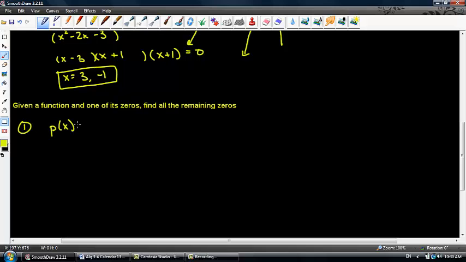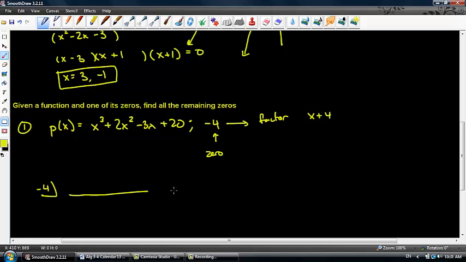If I gave you a function p of x, and that equaled x to the third plus 2x squared minus 3x plus 20, and instead of giving you a factor, I just simply gave you -4. What you have to identify is that the -4 is the 0, but the factor of it is x plus 4. So, keeping that in mind, we're actually going to take this number as is. We're not going to reverse the sign like we did in the last section. We're just going to take it as is and plug it into our synthetic division. So I've got 1, 2, -3, and 20.